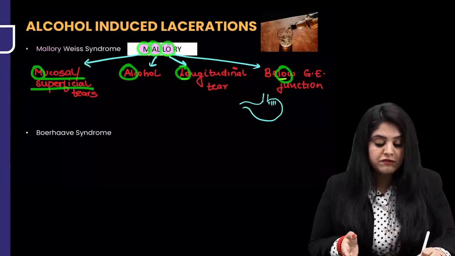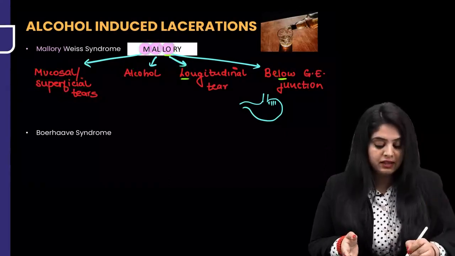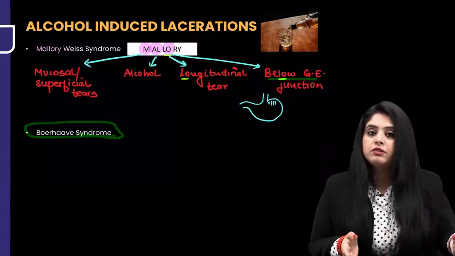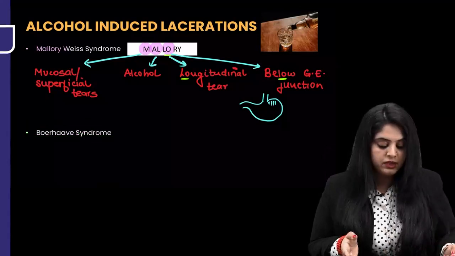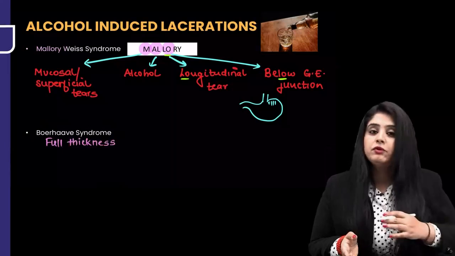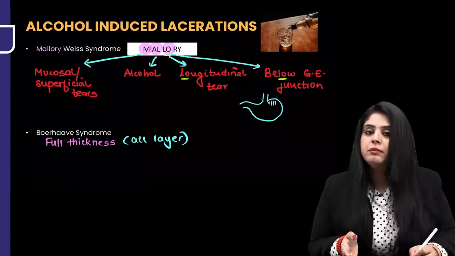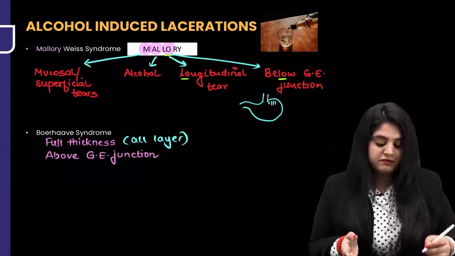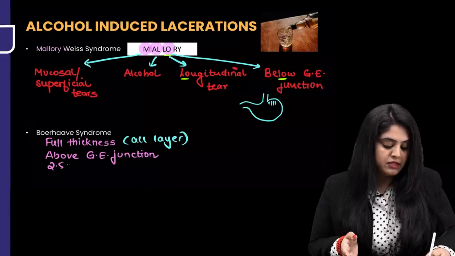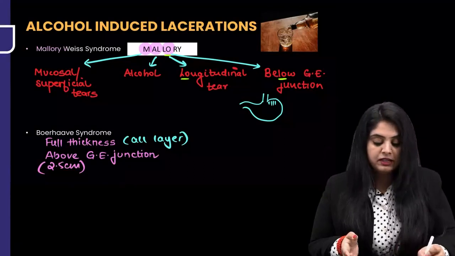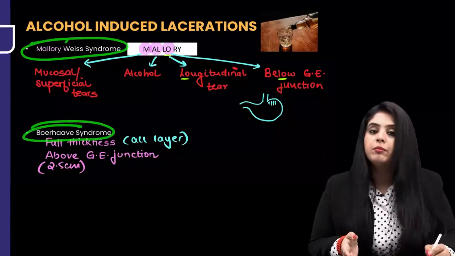So Mallory-Weiss is a superficial tear, and it is only below the junction. Everything about Boerhaave will be opposite. It is going to be a full thickness tear. There is going to be full thickness. All the layers are gone. All the layers are going to be involved. And is it going to be below? Now this time it's going to be above. It is 2.5 centimeters usually above the gastroesophageal junction. So everything that you know about Mallory-Weiss, you're going to make it opposite for Boerhaave.